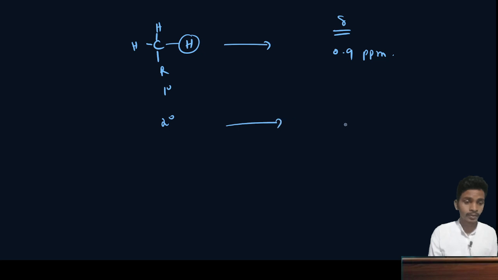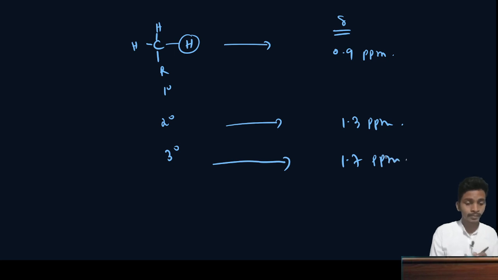If it is a 1 degree carbon, then for this H the chemical shift value is 0.9 ppm. Similarly, if it is 2 degree, then that is going to be 1.3 ppm, and if it is 3 degree, that hydrogen atom is 1.7 ppm. So those things I have discussed in the previous class. I also discussed aldehyde, ketones, and carboxylic groups, and what the chemical shift value of the hydrogen is.